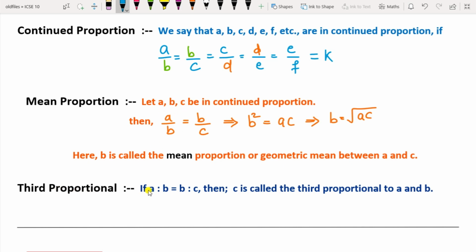Third proportion: if A is to B equal to B is to C, that is, if this is the continued proportion, then the C term here is called the third proportional to A and B. Yes, obviously it is the third term, so it is called the third proportional to A and B.